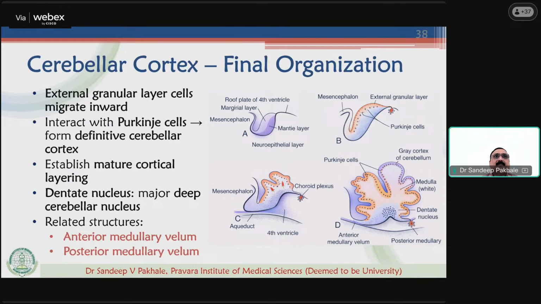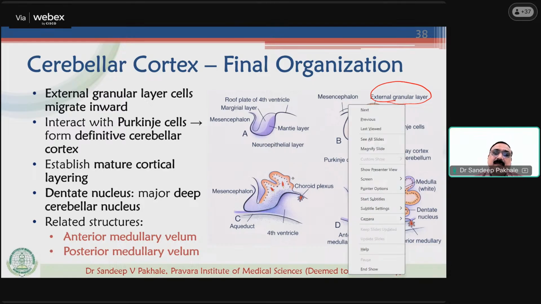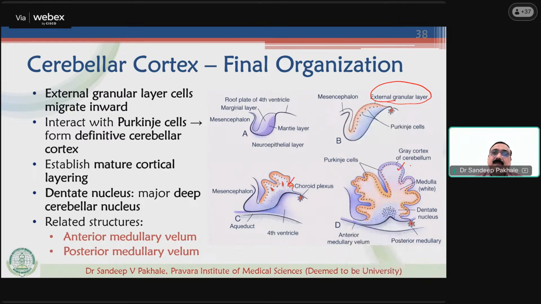In the latter stage, the cerebellar development cells from the external granular layer migrate inward. So you can see here, this is the external granular layer, and they start migrating inward. These cells interact with the Purkinje neurons, so this dotted strip, or you can say these are the Purkinje neurons, and contribute to the formation of the definitive cerebellar cortex, establishing its mature layered architecture.